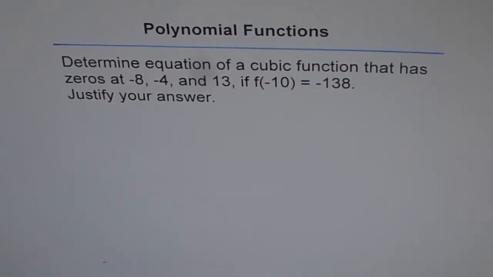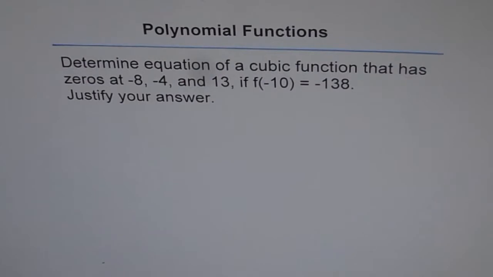Polynomial functions. Determine the equation of a cubic function that has zeros at -8, -4 and 13. If f of -10 is -138, justify your answer. Okay, so it's a cubic function and we are given 3 zeros. That means all zeros are linear, right?